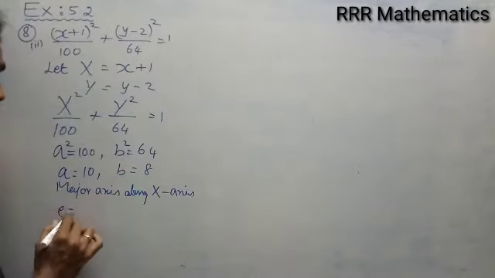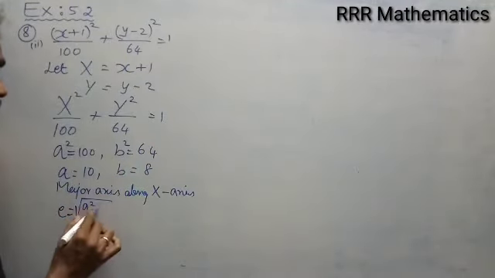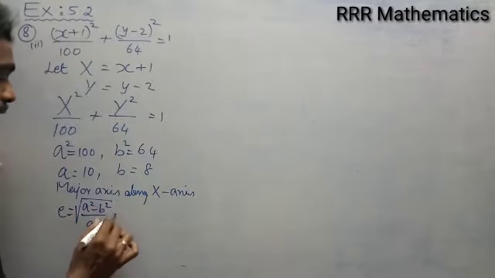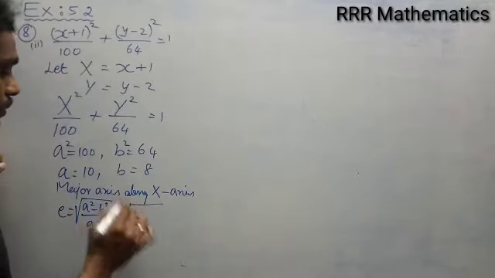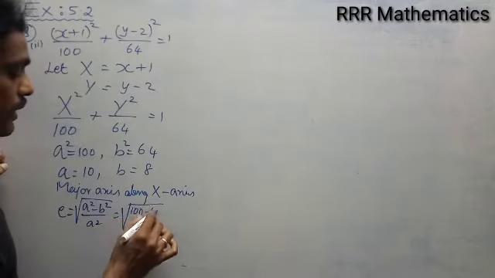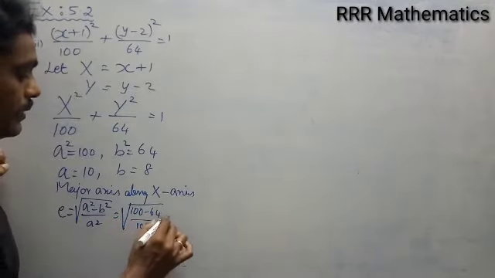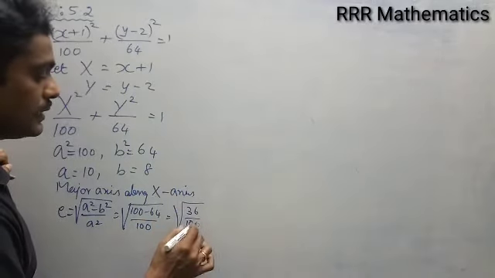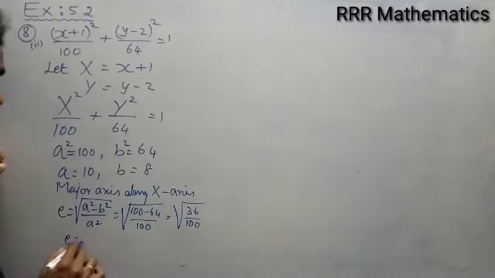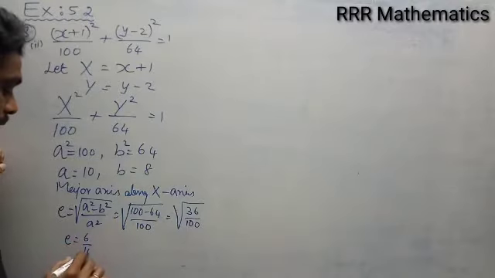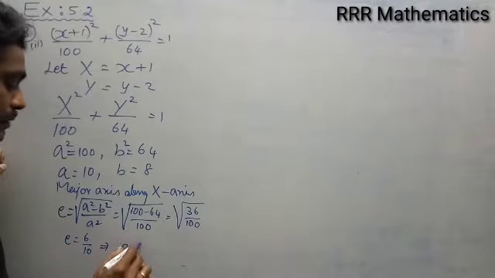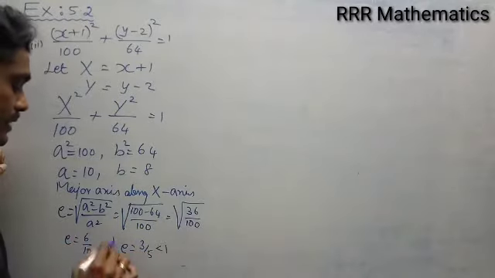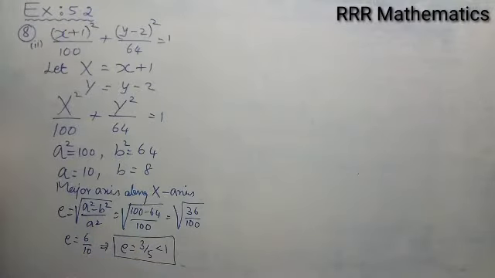E value is square root of (a square minus b square) by a square, which is square root of (100 minus 64) by 100, which gives 36 by 100. After taking square root, it gives 6 by 10. When you simplify, E value is 3 by 5, which is less than 1. So finally I got the value of E, which is 3 by 5, less than 1.